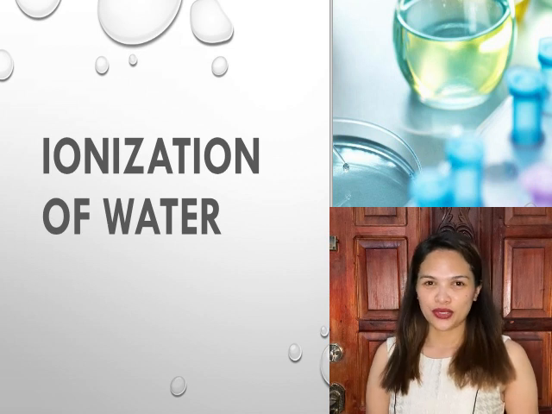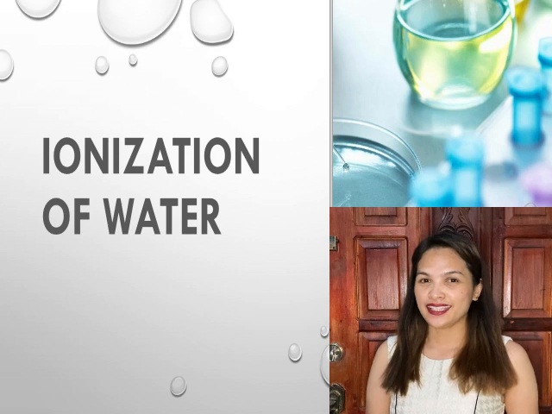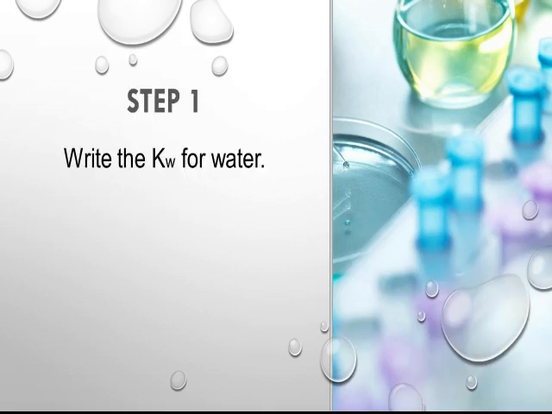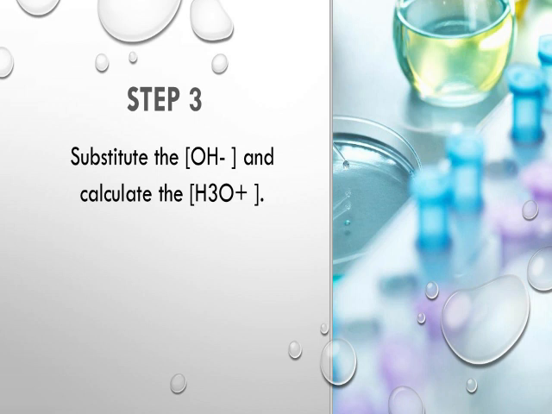In this video, we are going to calculate the hydronium and the hydroxide in a solution. And this is how we are going to do it. Step 1. Write the ion product constant of water or K sub W. Step 2. Solve the K sub W for the unknown. Step 3. Substitute the known hydronium or hydroxide and calculate.